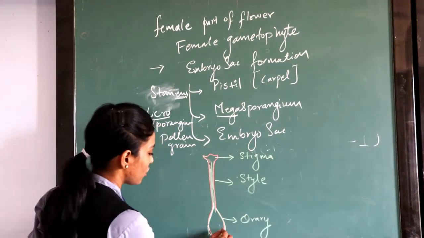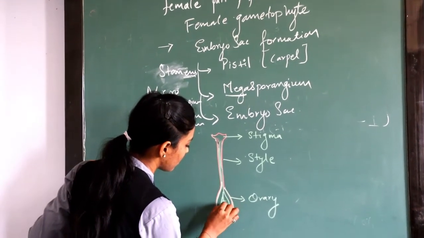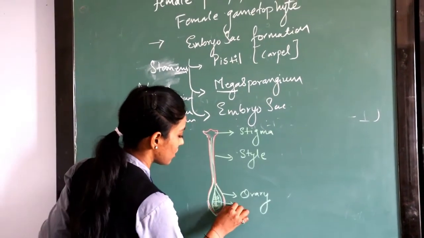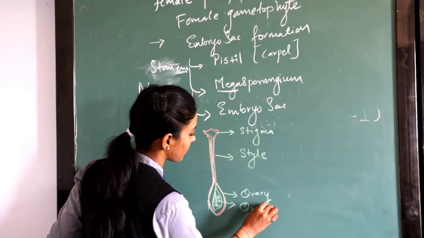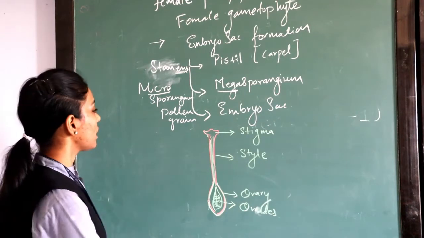This ovary was consisting of what we have seen. Please recall the thing that we have seen. The ovary was composed of ovules. So these were what? The female part of a flower.